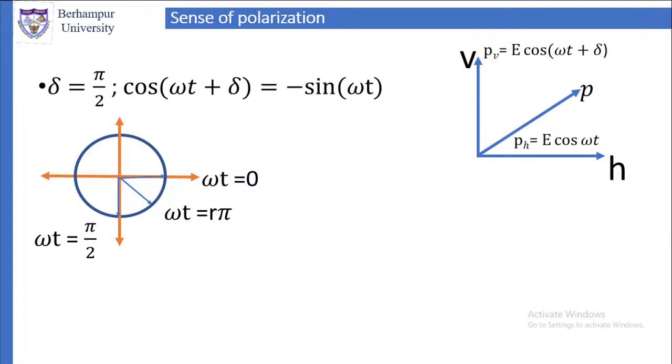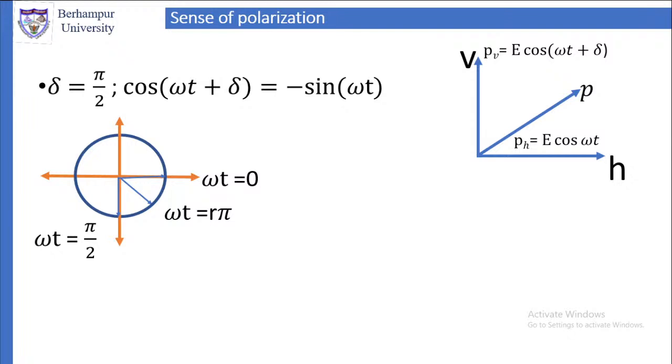Now let us draw a circle. Start with omega t is equal to 0, because the tip of the P vector is describing the locus with time. So omega t is equal to 0. When omega t is equal to 0, sin omega t is equal to 0.